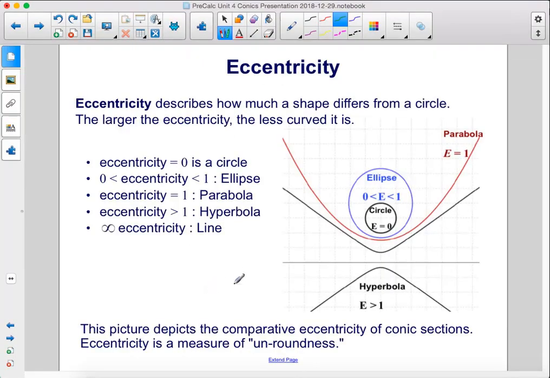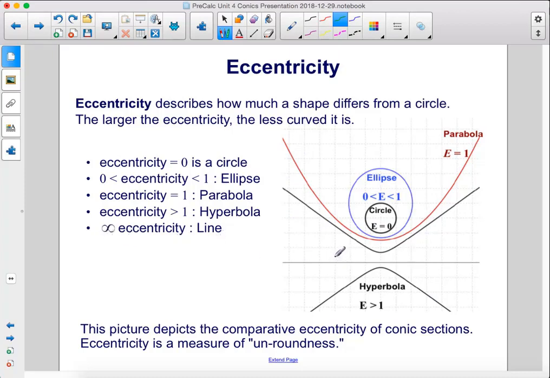Eccentricity describes how much a shape differs from a circle. The larger the eccentricity, the less curved it is. If it's 0, it is a circle. If it's between 0 and 1, it's an ellipse. If it equals 1, it's a parabola. If it's greater than 1, it's a hyperbola. And infinite eccentricity is a line.